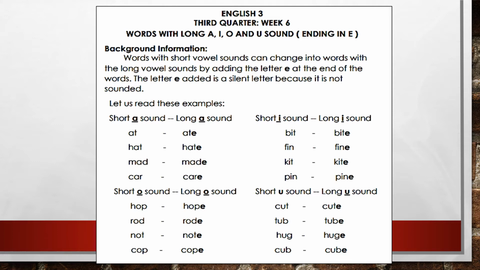Alright, so we're done with week 3 lesson. Now let's move on with week 4 lesson. I'm sorry. Week 5 lesson a while ago. Now it's week 6. The words with long A, I, O, and U sound, ending in E. So let's read the background information so that you would understand more of our lesson.